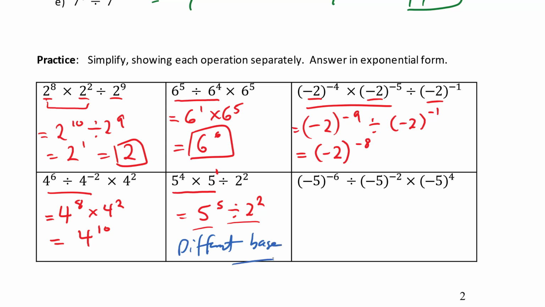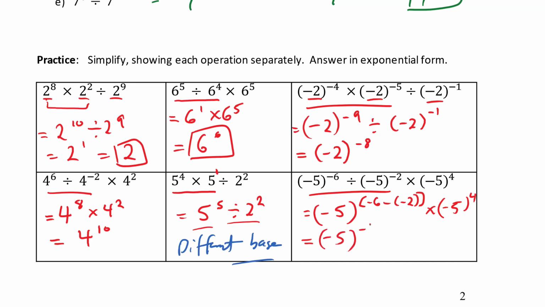We can still solve it. You just do 5 to the exponent 5 divided by 4. Again, we have minus 5 as our base. We have an exponent of minus 6. We're dividing it, so minus 6 minus minus 2, so we're adding 2. Minus 6 minus minus 2, so we're going to do an extra step here. And then we have minus 5. Minus minus makes a positive. We combine those together. We're adding them now. Minus 4 plus 4 is minus 5 to the 0. And what happens when we raise anything to the exponent 0? It's equal to 1.